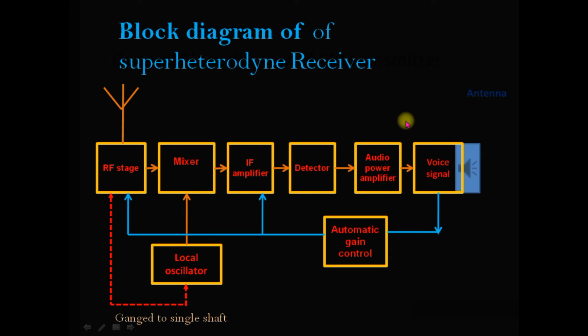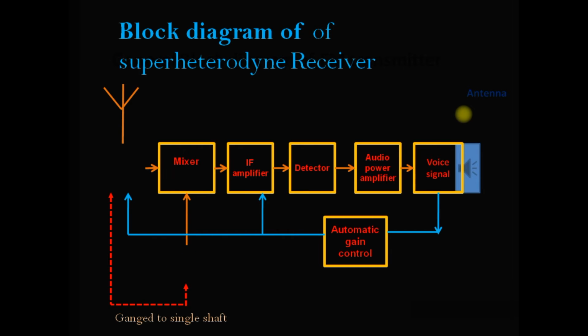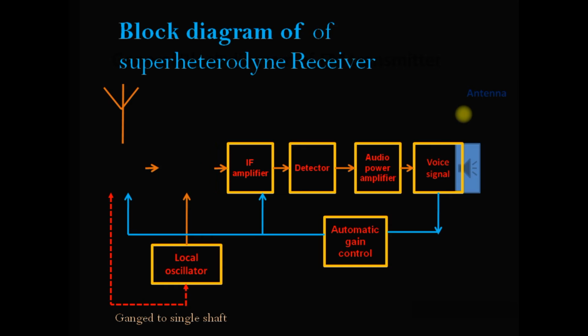It consists of the RF stage, mixer, local oscillator, IF amplifier, detector, and audio power amplifier. The working is as follows: the radio waves from various broadcasting stations are intercepted by the receiving aerial and are coupled to the RF stage. This stage selects the desired radio wave and raises the strength of the wave to the desired level. The amplified output of the RF amplifier is fed to the mixer stage, where it is combined with the output of the local oscillator.